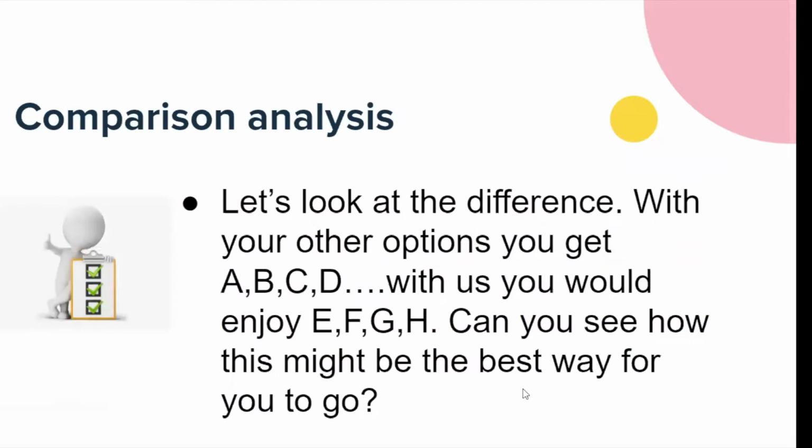And last but not least, comparison analysis. So in a comparison analysis, you're looking at the difference between your product and somebody else's. So with your options, you get A, B, C, and D. With us, you would enjoy E, F, G, and H. Can you see how this might be the best way for you to go?